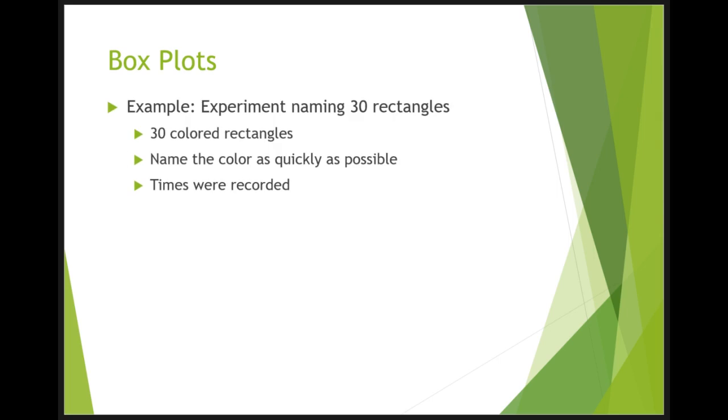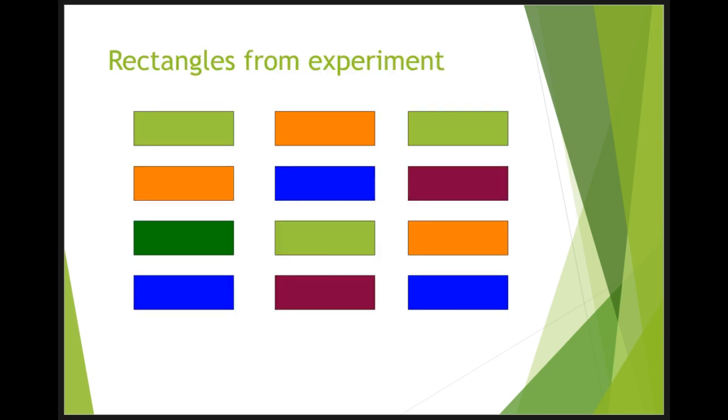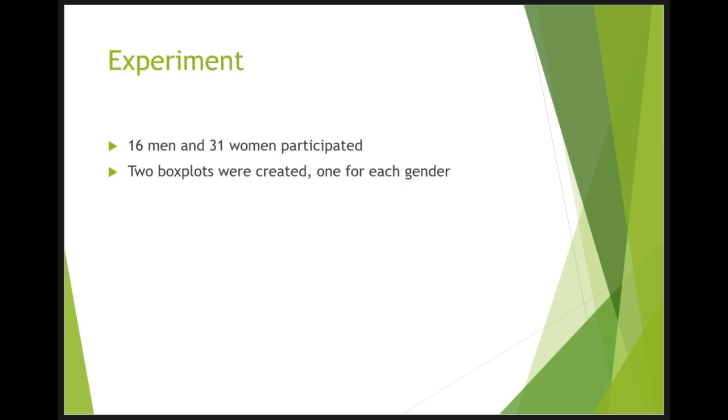We will explain box plots with the help of data from an in-class experiment. Students in introductory statistics were presented with a page containing 30 colored rectangles. Their task was to name the colors as quickly as possible, and their times were recorded. Here's an example of the colored rectangles that the introductory stats students viewed and named as quickly as possible. We'll compare the scores for the 16 men and 31 women who participated in the experiment by making separate box plots for each gender. Such a display is said to involve parallel box plots.